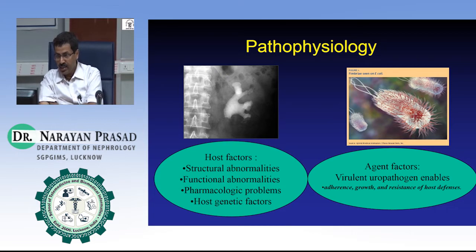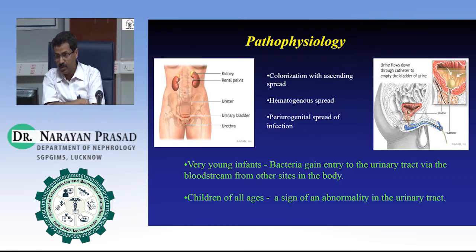In very young infants, bacteria gain entry to the urinary tract via the bloodstream from other sites in the body, and in children of all ages, it is a sign of an abnormality in the urinary tract. If the children have urinary tract infection, we must evaluate the patients for abnormality of the urinary tract.